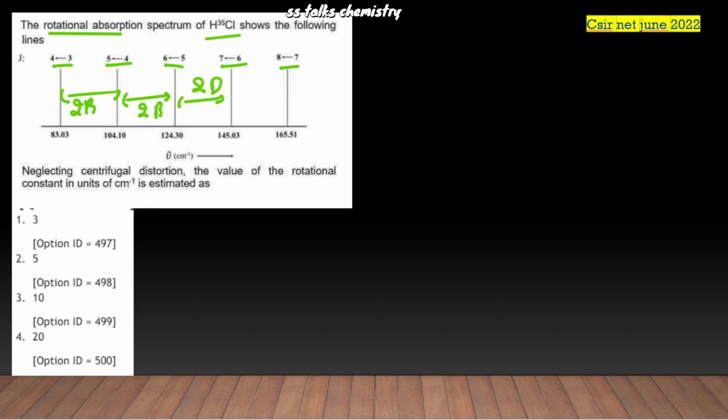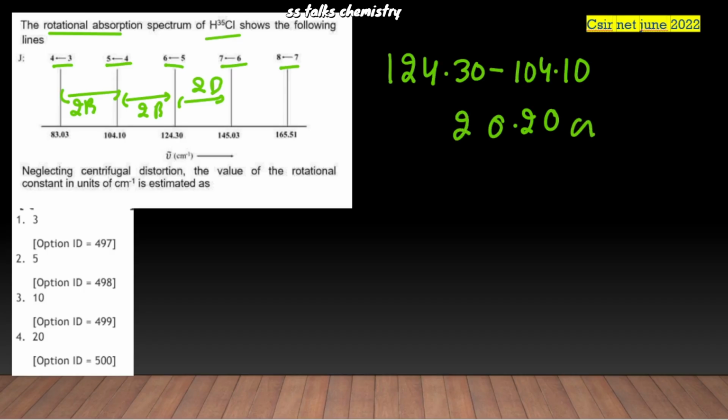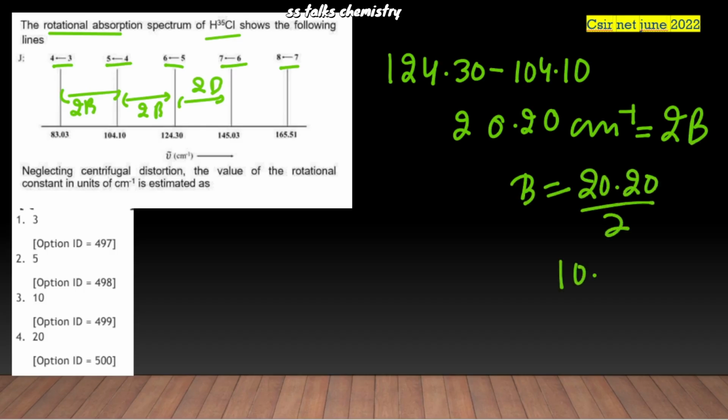So we can take any of the values. I am assuming the 5 to 6 and 4 to 5 values. So the gap is 124.30 minus 104.10. So the difference we are getting is 20.20 centimeter inverse. This gap corresponds to 2B, right? So the B value is 20.20 divided by 2, that becomes 10.10 centimeter inverse, right? So close to 10, the third option will be the right answer.